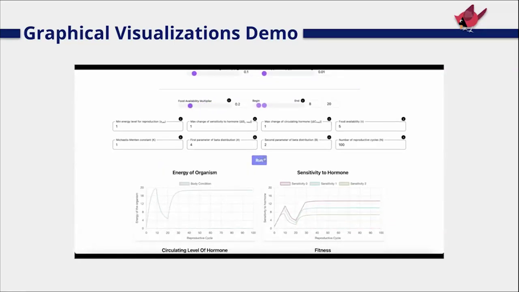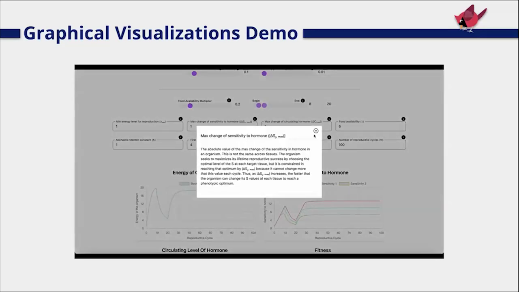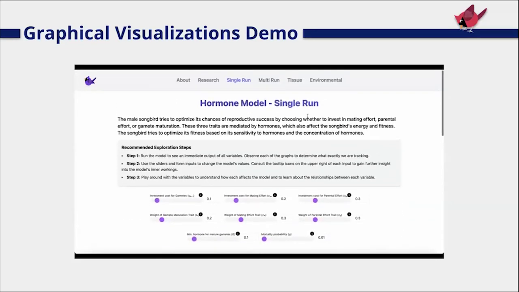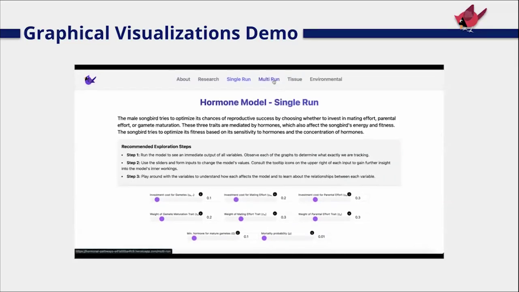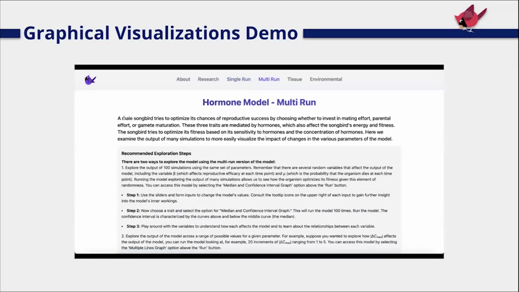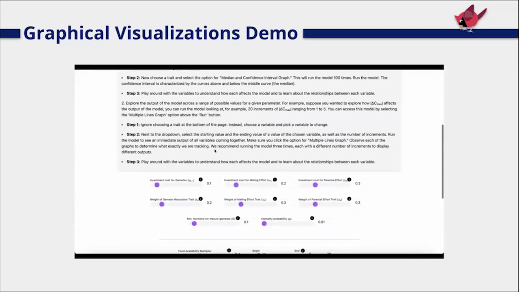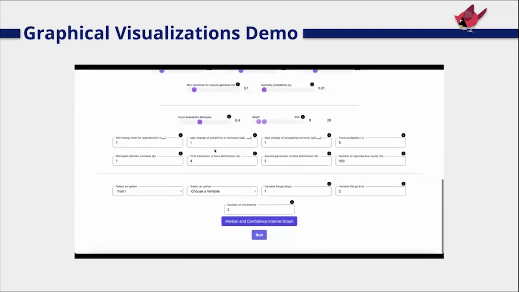There is also information on every variable in the model through a modal message. This allows the user to better understand and add context to how the variable changes they're making are affecting the model. Now, the multi-run page includes a brief introduction and more recommendation exploration steps.